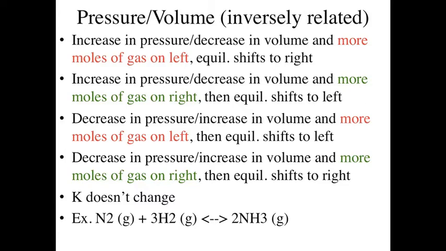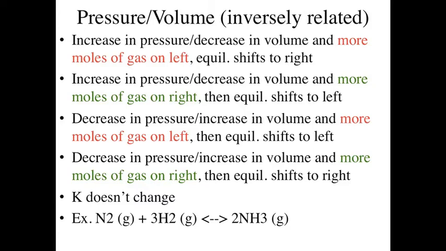If there is an increase in pressure or decrease in volume, and more moles of gas on the right, then equilibrium is shifted to the left. If there is a decrease in pressure or increase in volume, and more moles of gas on the left, then equilibrium shifts to the left. Lastly, if there is a decrease in pressure or increase in volume, and more moles of gas on the right, then equilibrium shifts to the right. And the equilibrium constant K doesn't change.